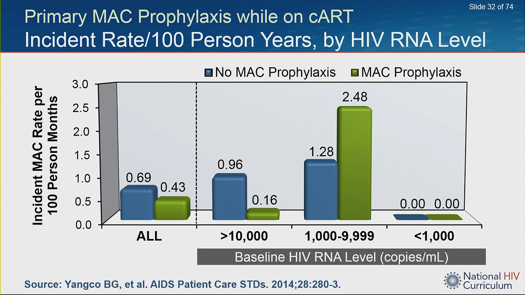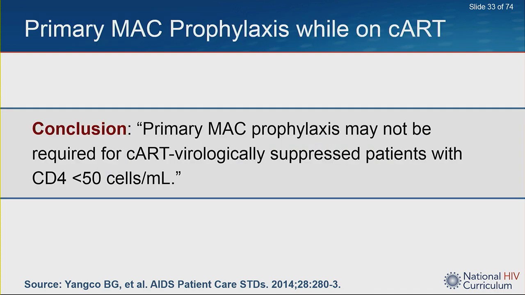It'll be interesting to see how the HHS guidelines follow and whether or not they will be in unison with the IAS-USA guidelines or whether or not it'll stay the way that it is. But that's at least the data that led to that change in thinking. And this is the conclusion they had from that paper. Primary MAC prophylaxis may not be required in virologically suppressed patients with CD4 count less than 50. So that's not what the person has when they first come in. This article is slightly different than what the recommendation is, which is that as soon as they come in, but what I think the IAS-USA guidelines is assuming is that you're going to get them suppressed fairly quickly, and that's the reason for that.